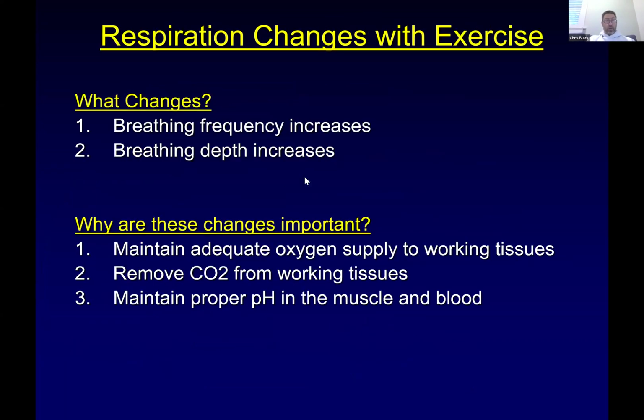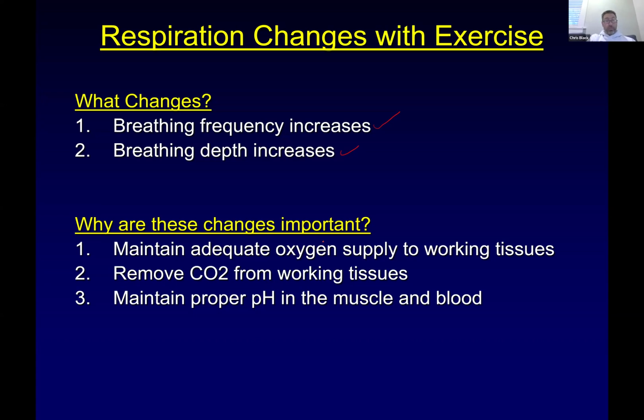All right. So let's talk about what happens with breathing when we exercise. And it's exactly what you think. Breathing frequency goes up and breathing depth goes up. So pulmonary ventilation, or minute ventilation, increases in relative direct proportion to exercise. You breathe more often and you breathe more deeply every time. We have to have these changes.